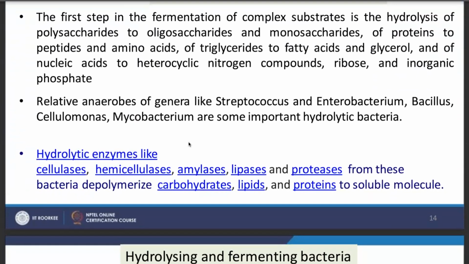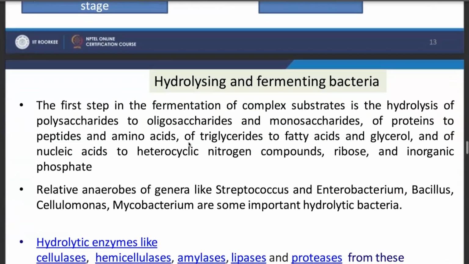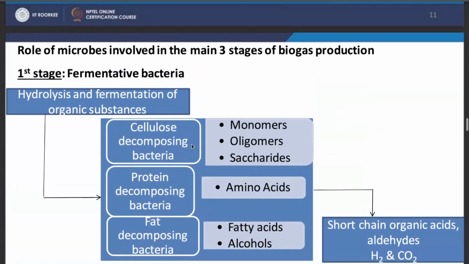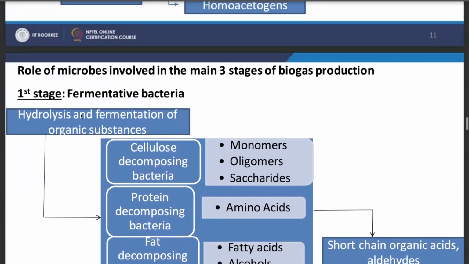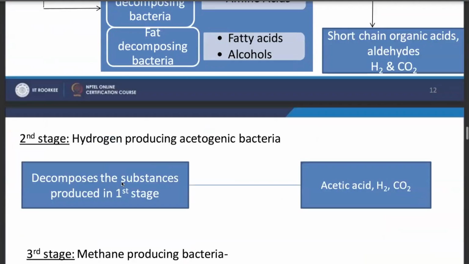Next are the facultative anaerobes of genera like Streptococcus and Enterobacterium. Bacillus, Cellulomonas, and Mycobacterium are some important hydrolytic bacteria. So now we have examples, right? Streptococcus and Enterococcus belong to the first stage here, that is hydrolysis and fermentation.